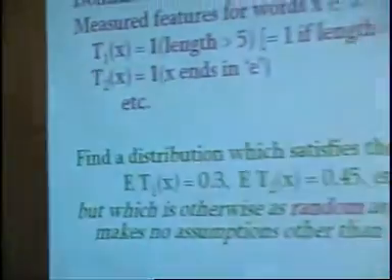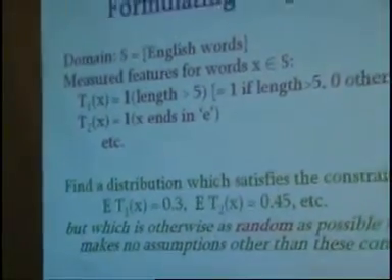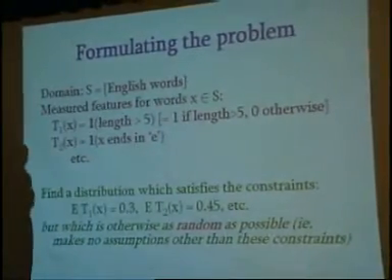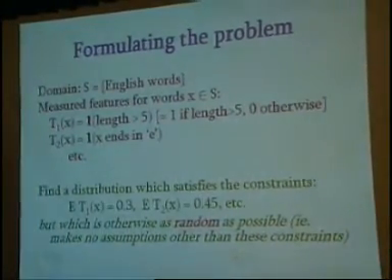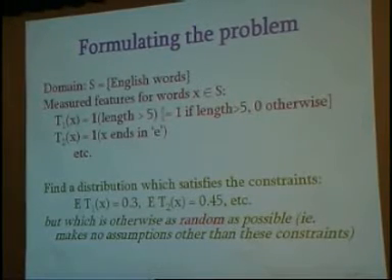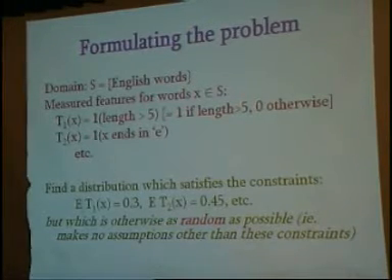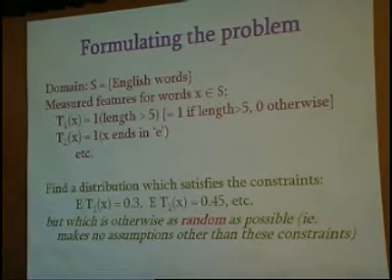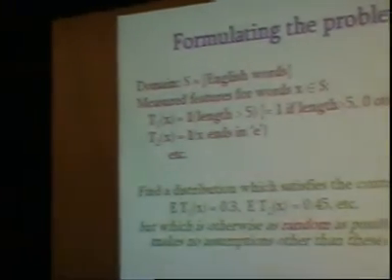So what was our question? Let's try and pin it down and formalize it a little bit. We have some domain, which in that example was English words, just a big list of words, 50,000 words, say, or 100,000 words. And from a small random sample, we noticed a few things. We can think of that as measuring a few features of each word.